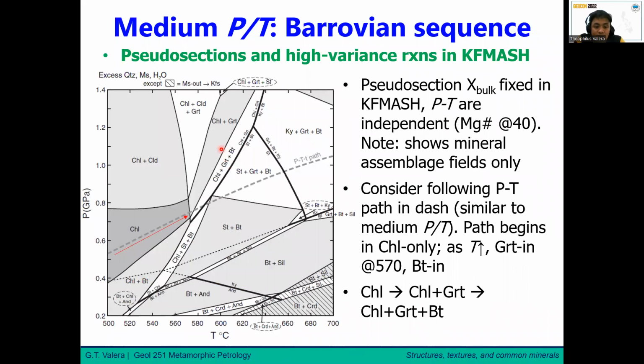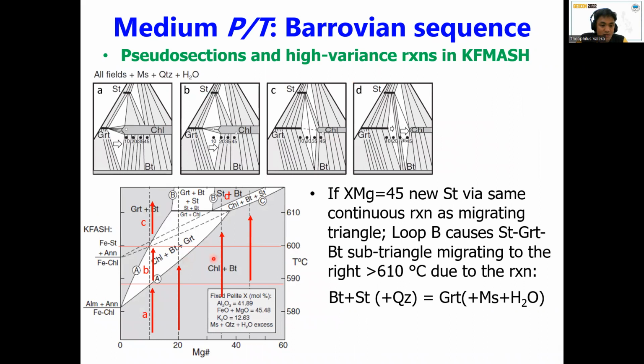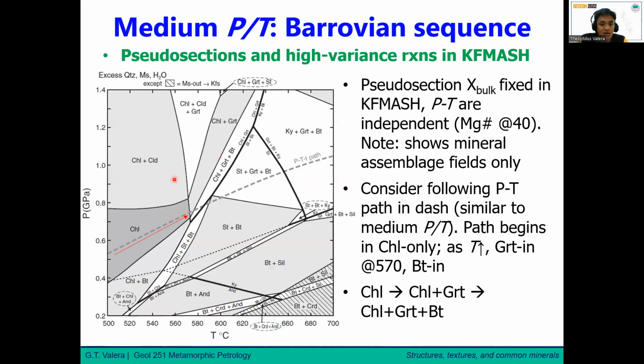So, the figure is a pseudosection. Its bulk is entirely fixed, in the KFMASH system, P, T independent. And magnesium number 40, for example, shows the mineral assemblage fields only. The point here, earlier we showed the reactions, so the boundaries look like this. But here it only shows the phase assemblages. Okay?